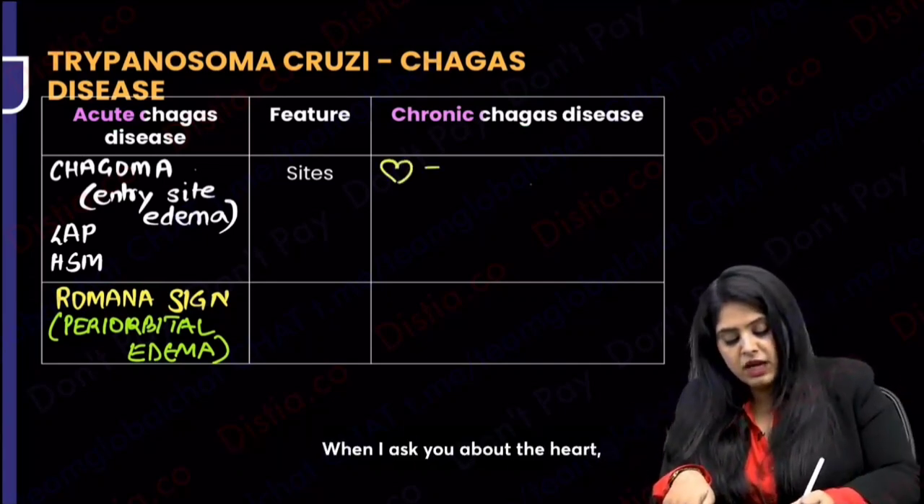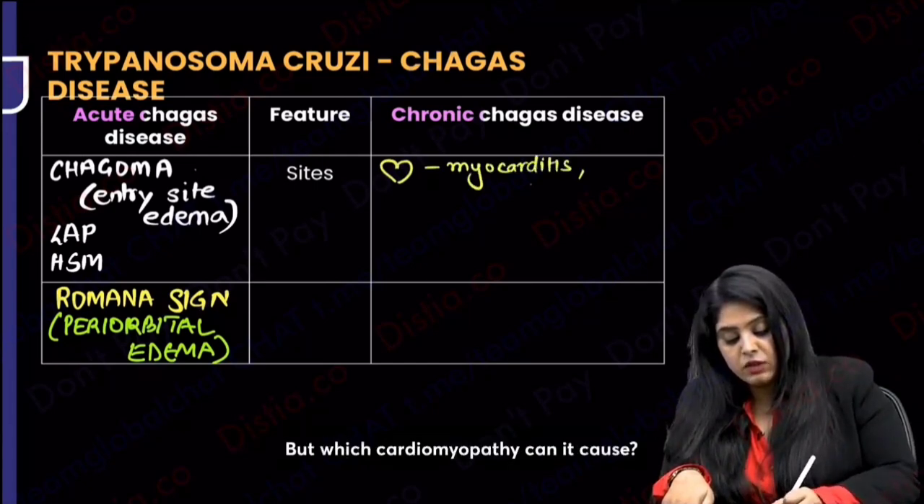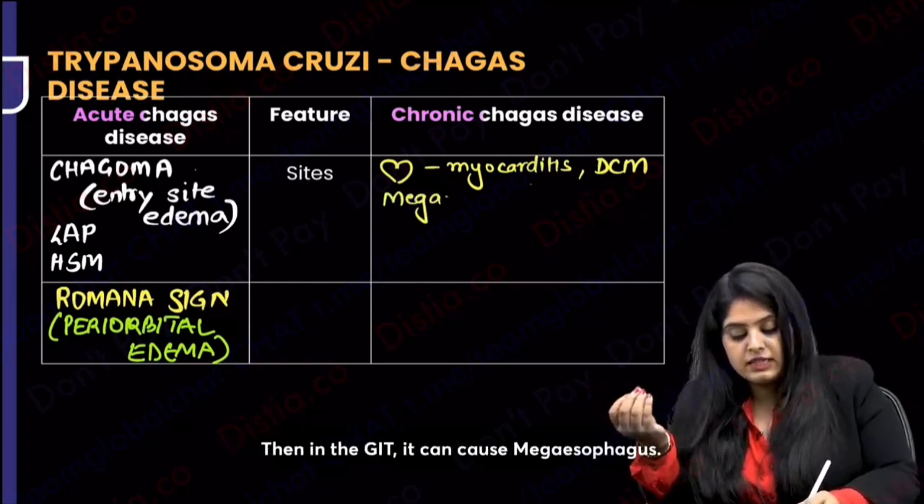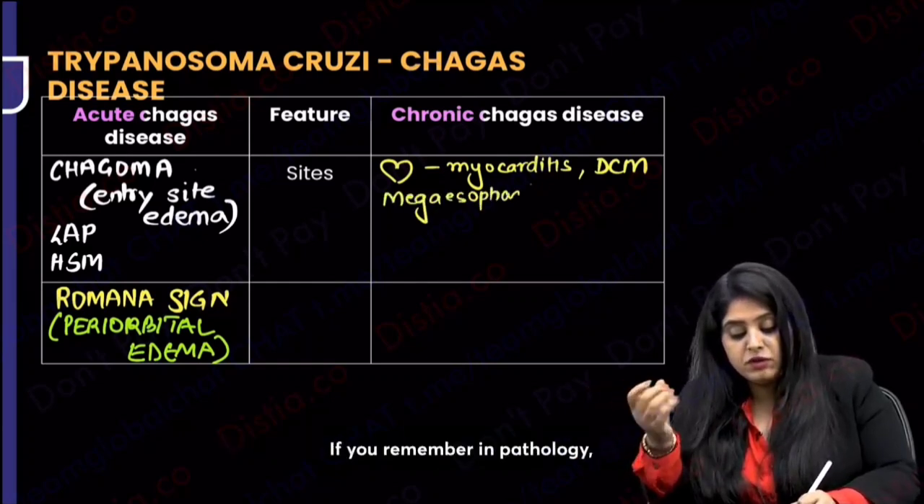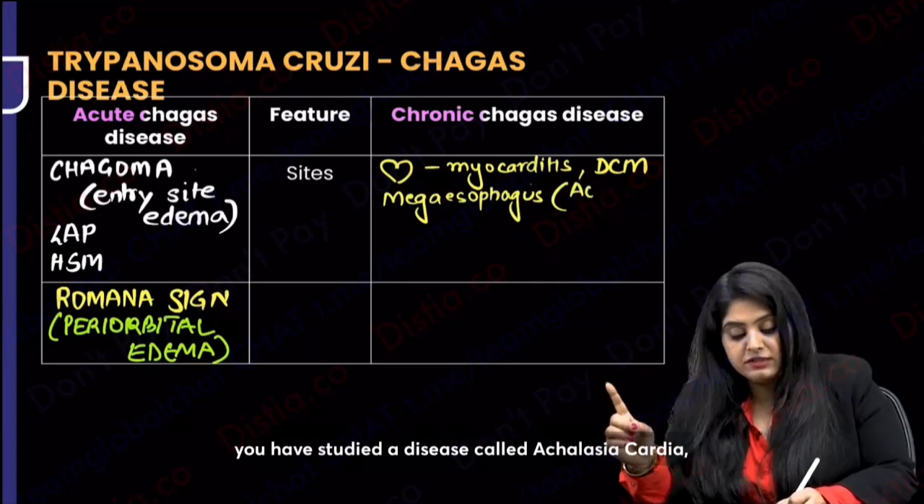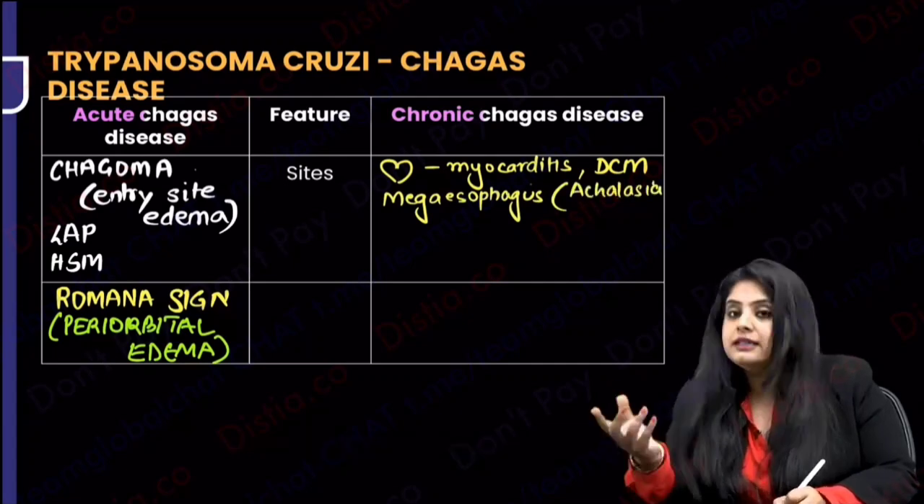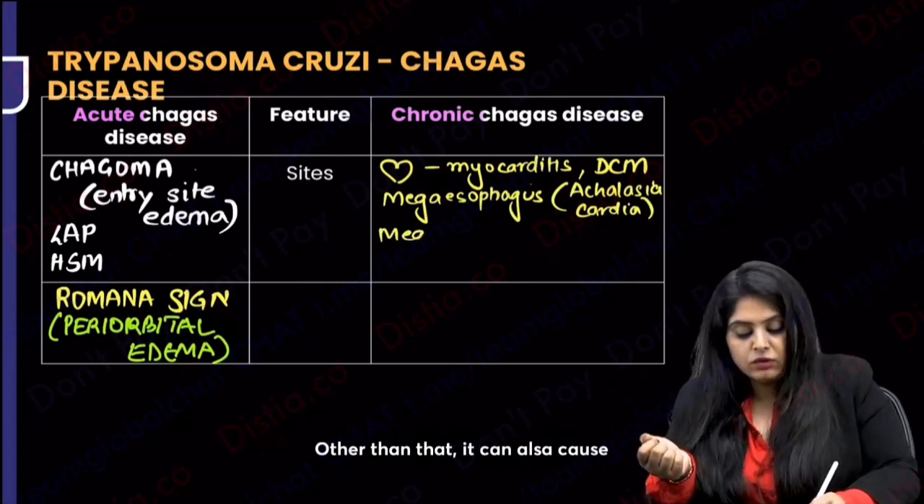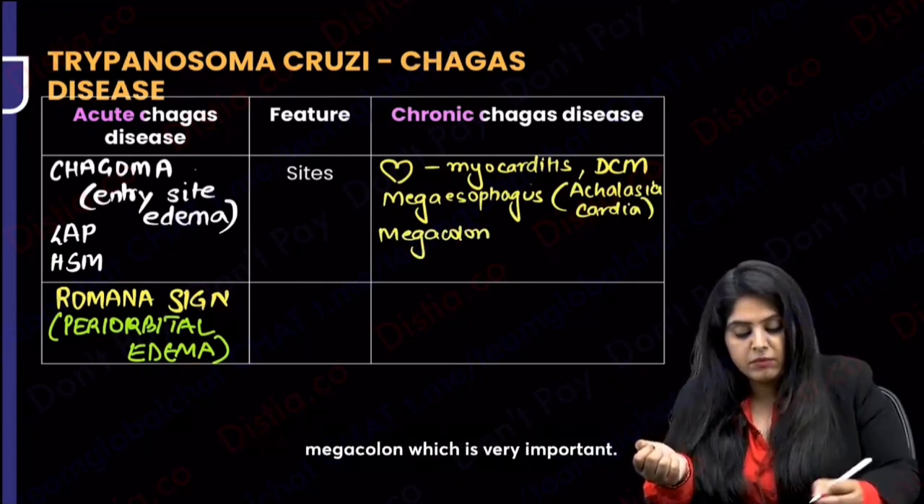When I ask you about the heart, it is going to cause myocarditis, but which cardiomyopathy can it cause? When the heart becomes big, dilated cardiomyopathy. Then in the GIT, it can cause megaesophagus. If you remember in pathology, you have studied a disease called achalasia cardia. That is megaesophagus, right? So achalasia cardia hoga. Other than that, it can also cause megacolon, which is very important.